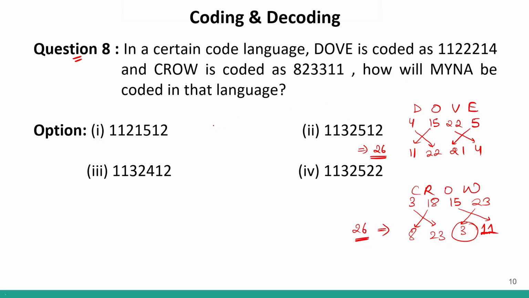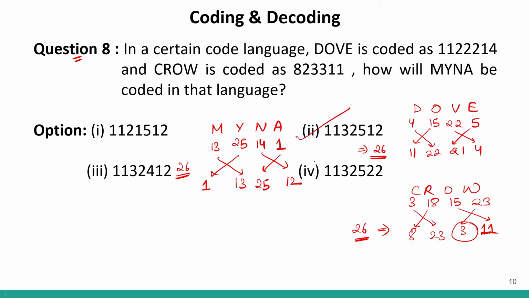Okay, so let us check for MYNA. The codes are 13. For Y it is 25. For N it is 14 and for A it is 1. So now in a crisscross pattern, the sum should be 26. So for 25 to get 26, I will get 1. Here I will get 13. Correct? Here I will get 25. And here I will get 12. So now the code will be 1132512, and 1132512 is given in option number 2. So option number 2 will be the correct answer to this question. Clear? Option number 2 will be your answer.